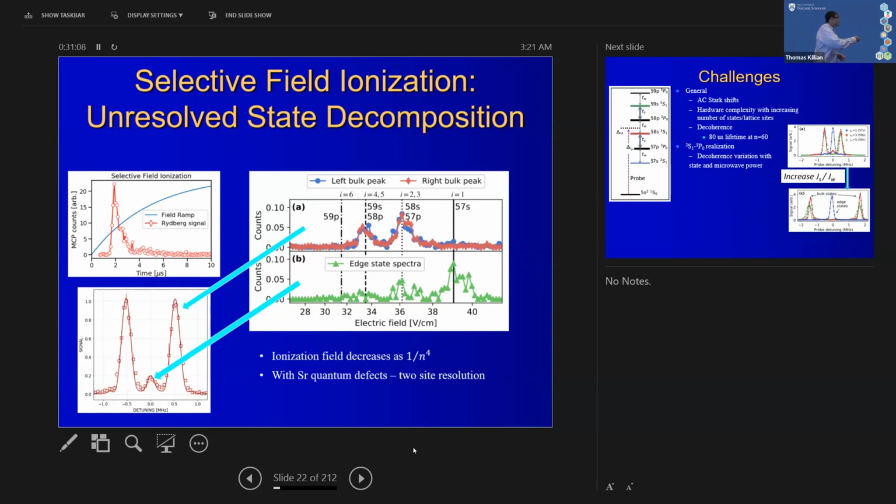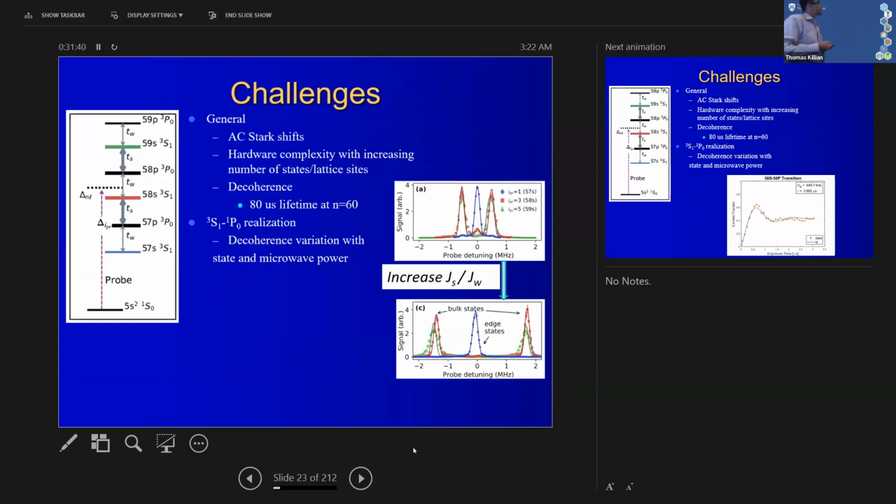And if I tune my laser to an edge state, then most of the signal will show up over here at 57S, which corresponds to I = 1. That was an edge state in the lattice. So you can see the probe is telling us what we want to see, but it's not great. It turns out for this S to P ladder, because of the quantum defects, I don't have single site resolution. I can't tell whether it's a 58S or 58P. They show up in the same place on the selective field ionization. So that's a little bit of a limitation.